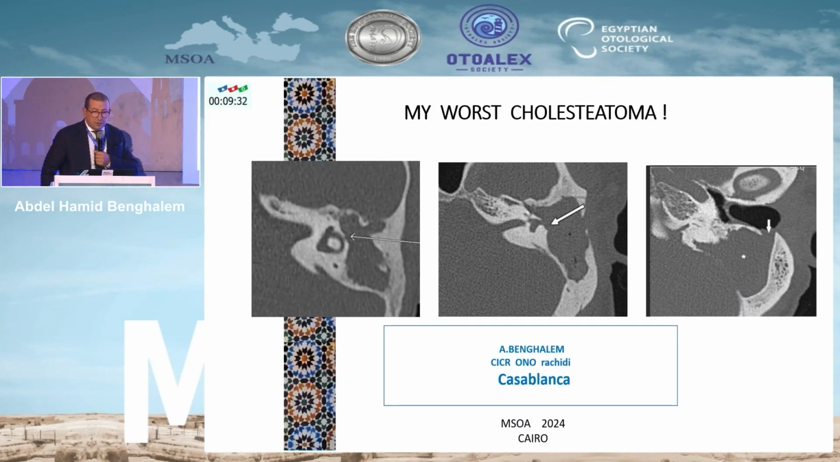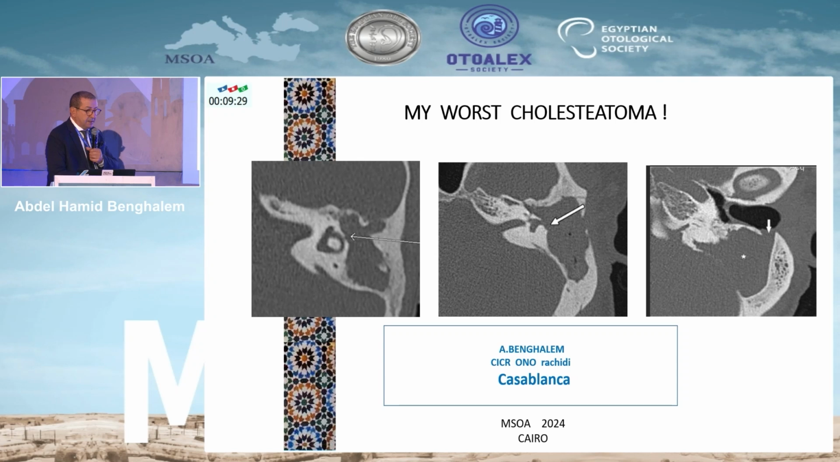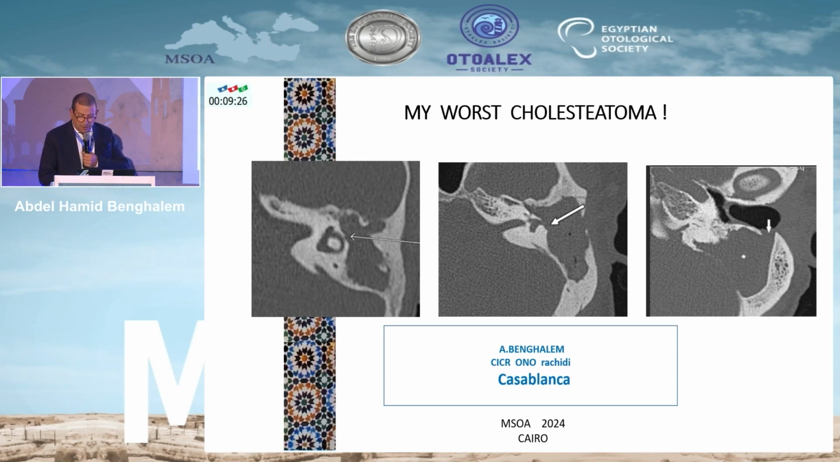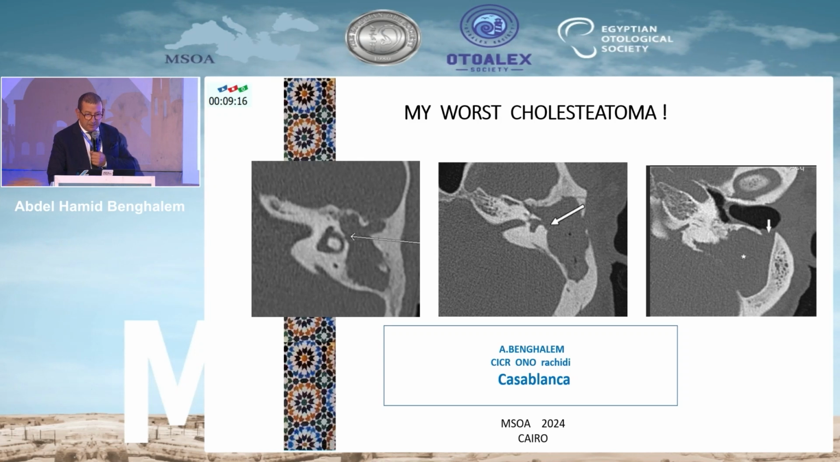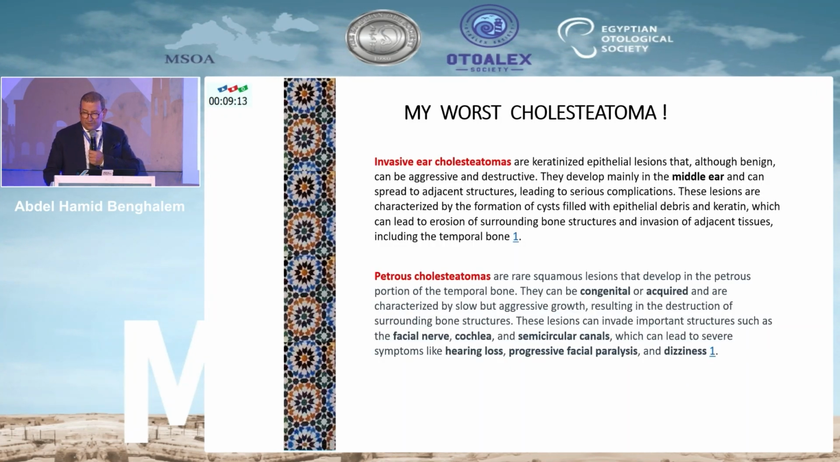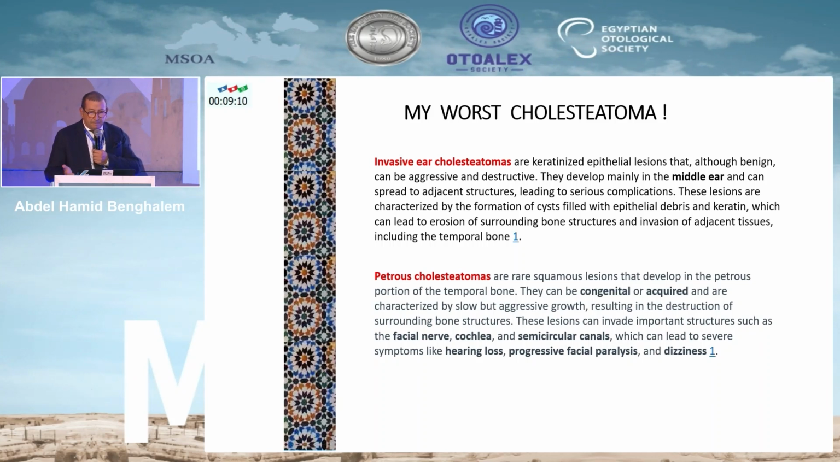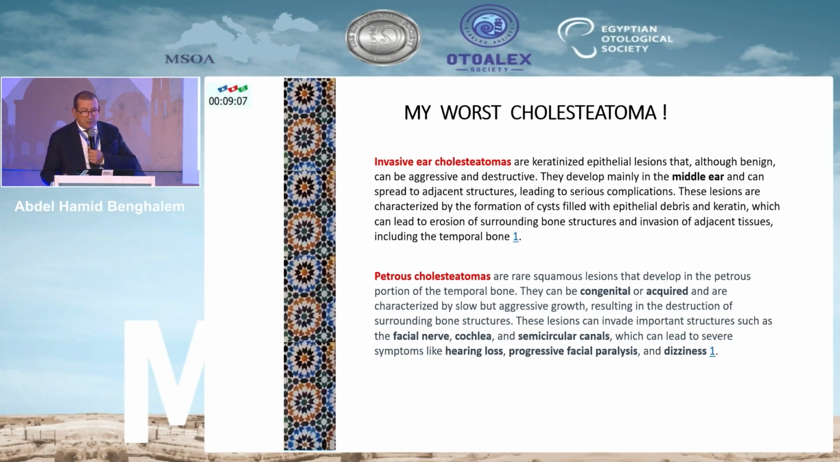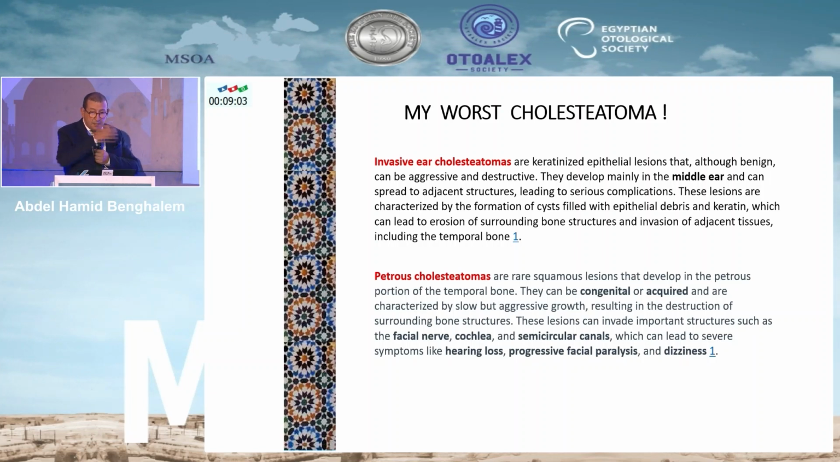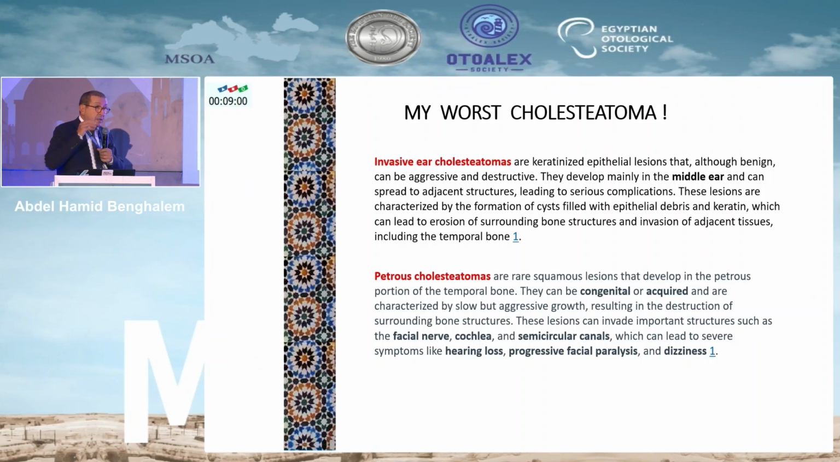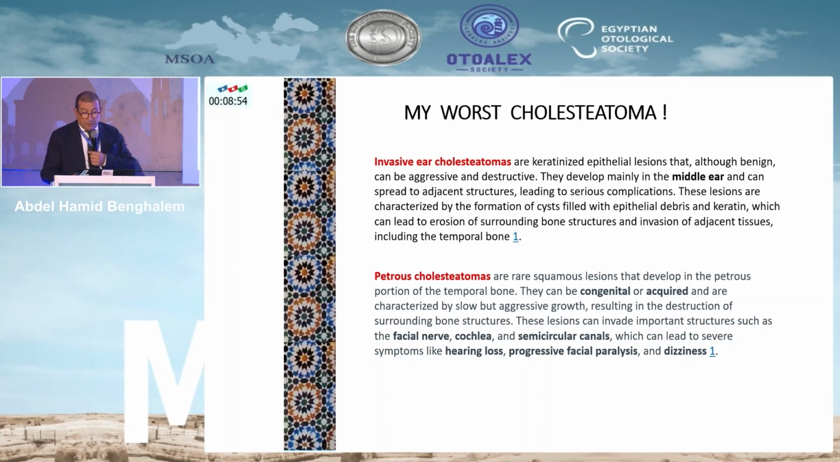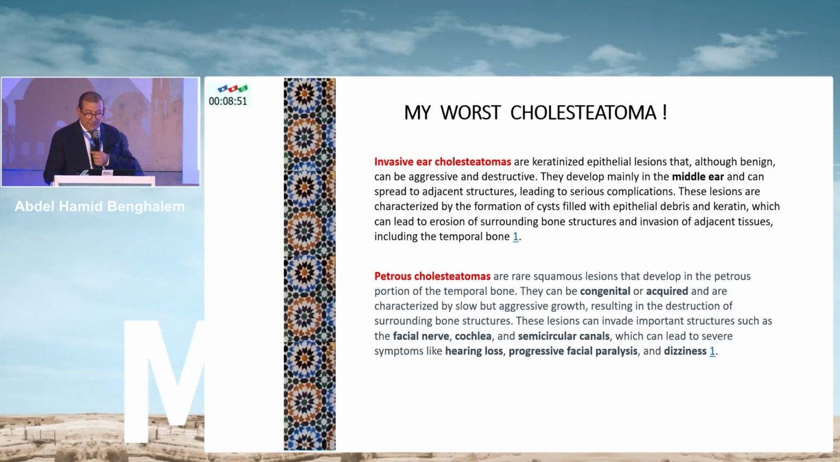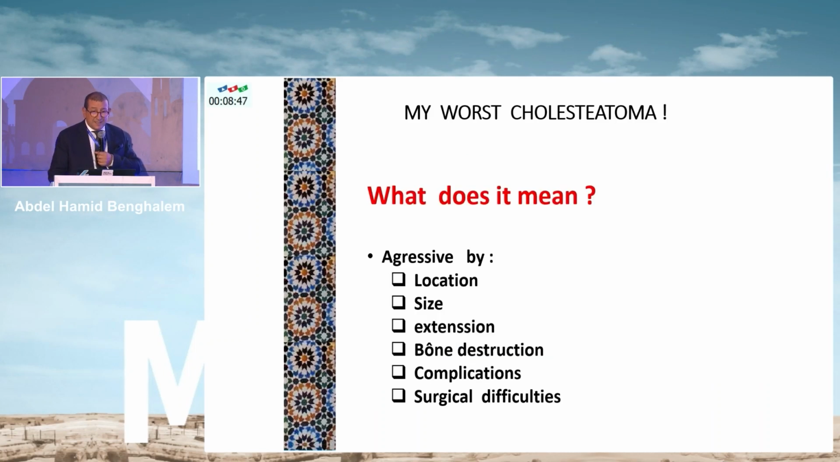I named it my worst cholesteatoma, because I was in the definition of super cholesteatoma or extended cholesteatoma. I already did an instructional course about this extended cholesteatoma, and tried to find a definition making a difference between invasive ear cholesteatoma or petrous cholesteatoma, because sometimes you have middle ear cholesteatoma growing around the otic capsule, and sometimes petrous cholesteatomas are coming outside and going to the facial nerve, the muscular canal, and facial palsy. So what does it mean, in fact?